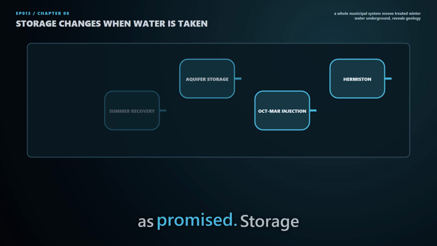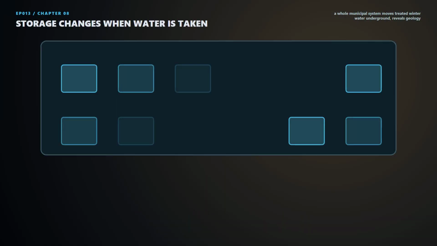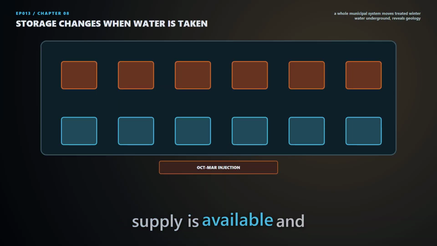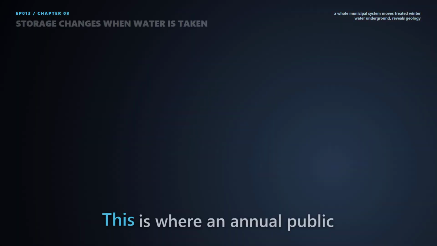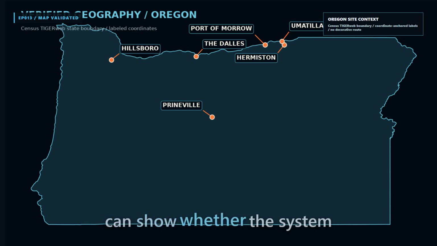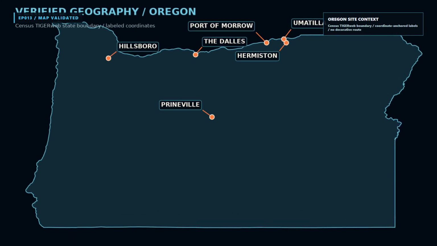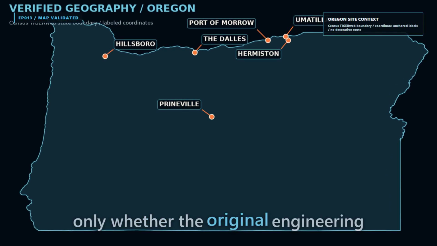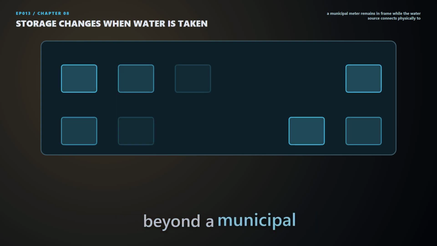system performs as promised. Storage is valuable only if the city can inject water when supply is available and recover it when demand peaks. This is where an annual public report can be more useful than a one-time permit. It can show whether the system operated as promised through an actual summer, not only whether the original engineering plan looked plausible. The consequences can extend beyond a municipal meter.